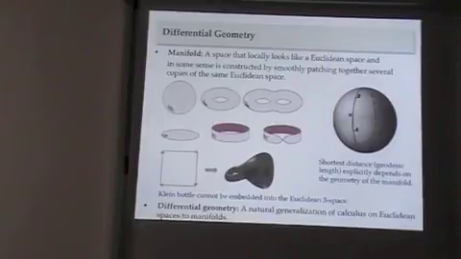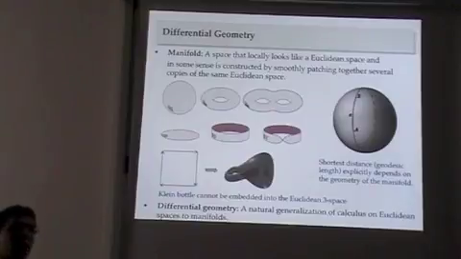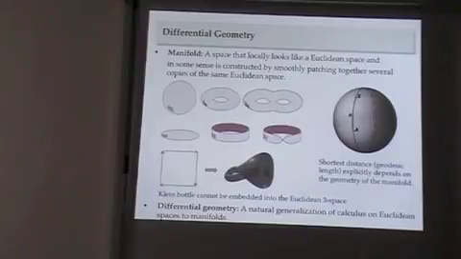So in differential geometry, you look at manifolds intrinsically. I don't need to have an embedding to understand a manifold, and that's the way I'm going to look at the so-called material manifold in the case of inclusions. And differential geometry is really a natural generalization of what we know in calculus and flat Euclidean spaces.